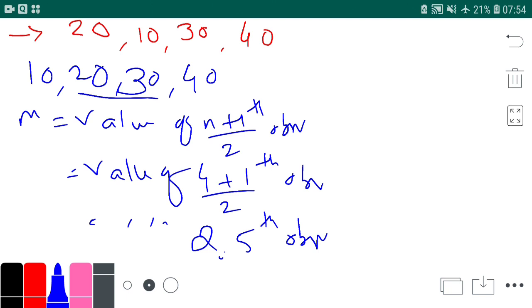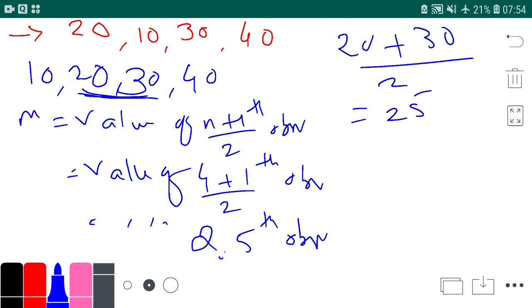But logically, the middle two digits are 20 and 30. There is no single middle digit. There are two middle digits, 20 and 30. You need to find the median between these two, so you have to do the average of 20 and 30.